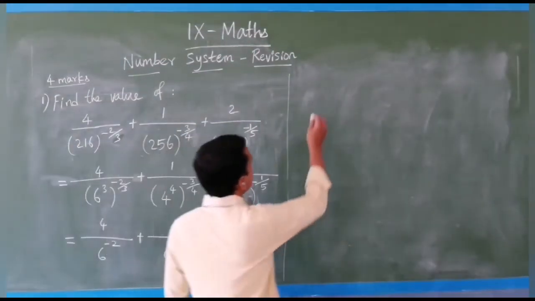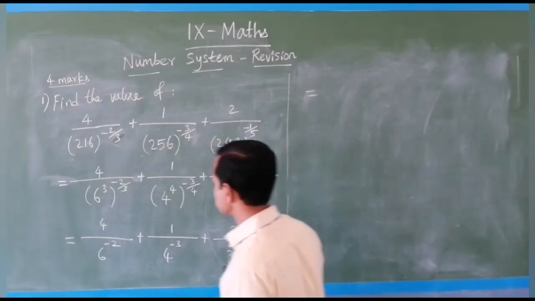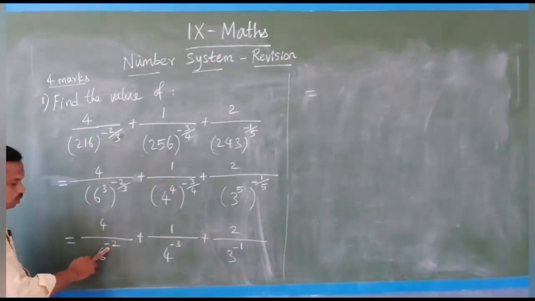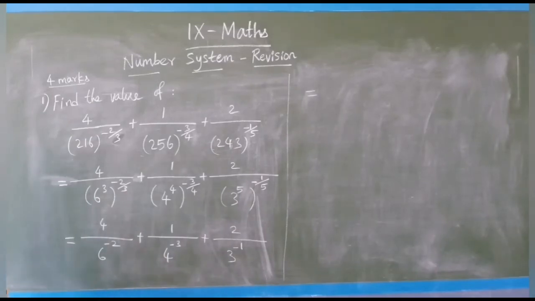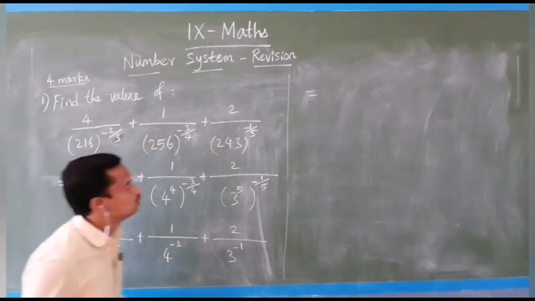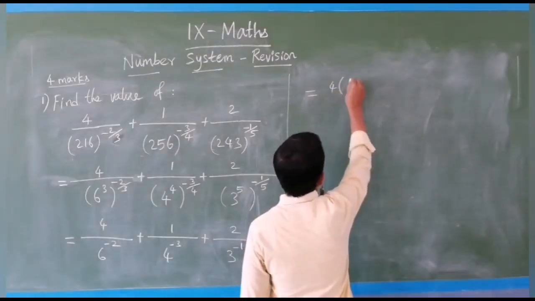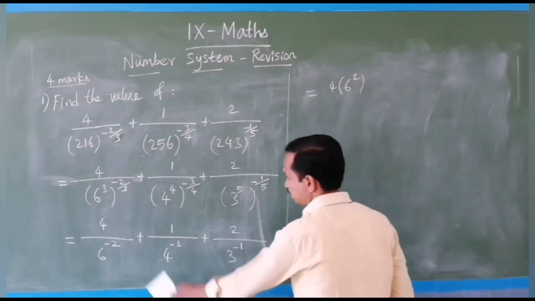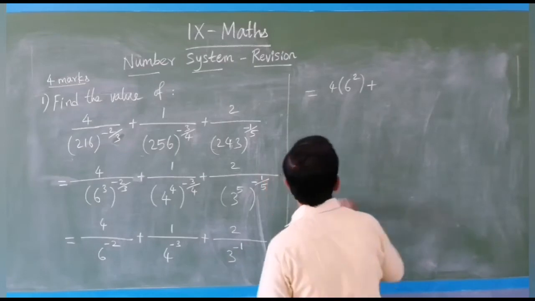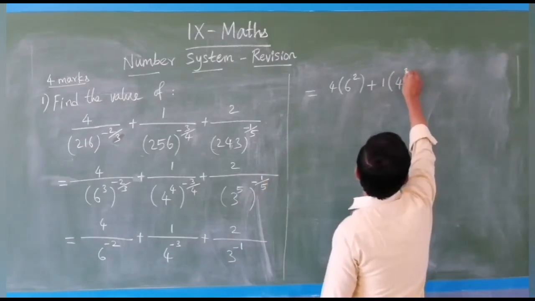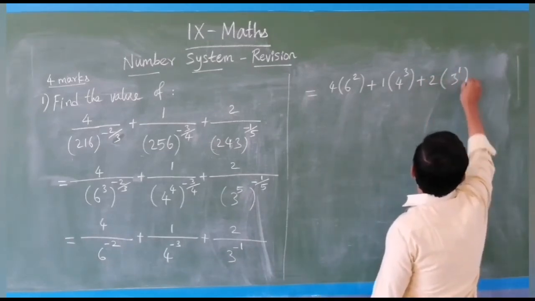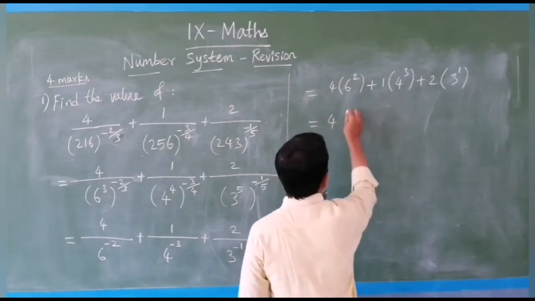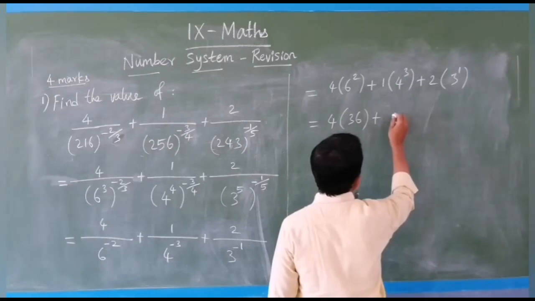Okay. And now coming to the next step, very easy. That is 4 by 6 power minus 2. While taking it to the numerator, or taking the reciprocal, the negative exponent becomes positive. So 4 into 6 square, and then plus 1 into 4 power 3, and then plus 2 into 3 power 1. And now finally, 4 into 36 plus, this is nothing but 4 cube.